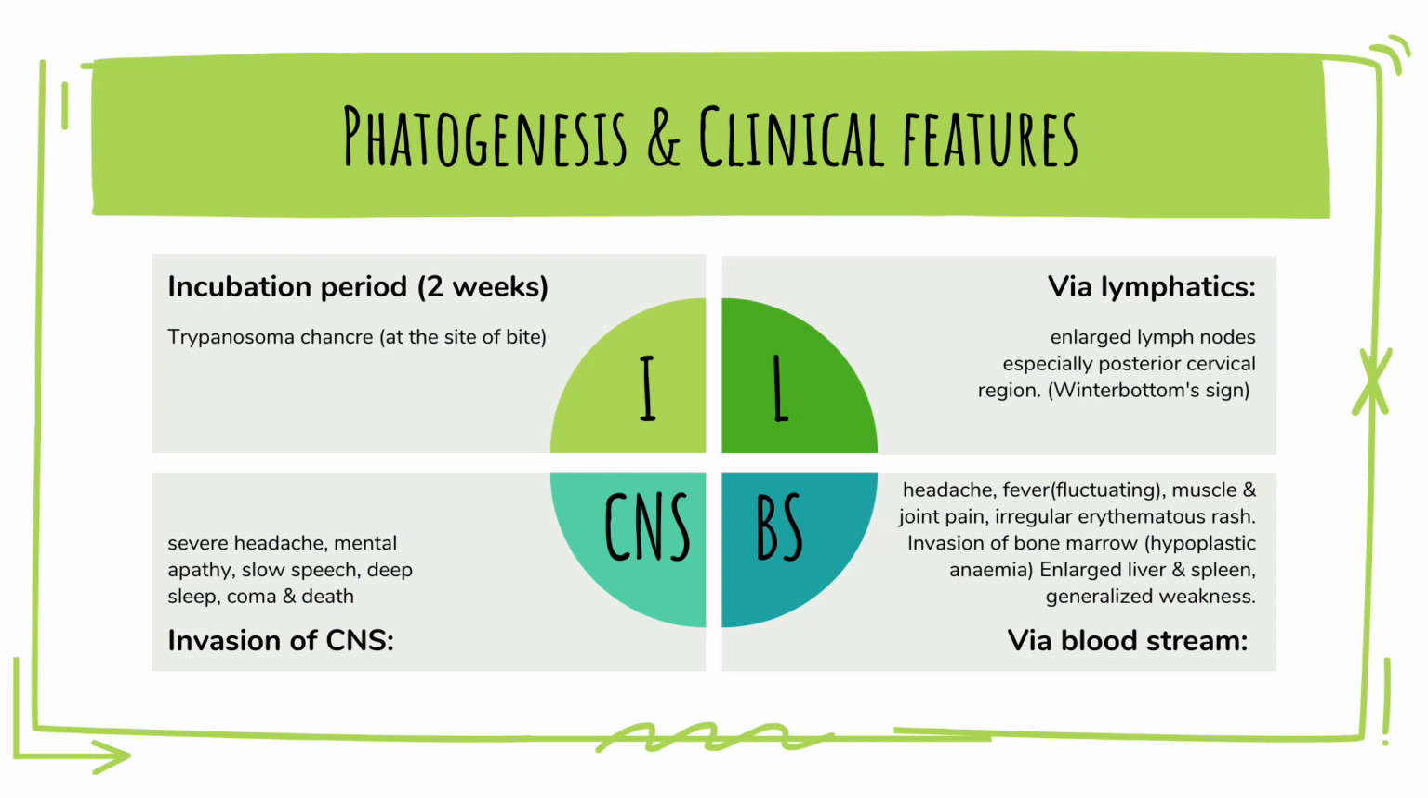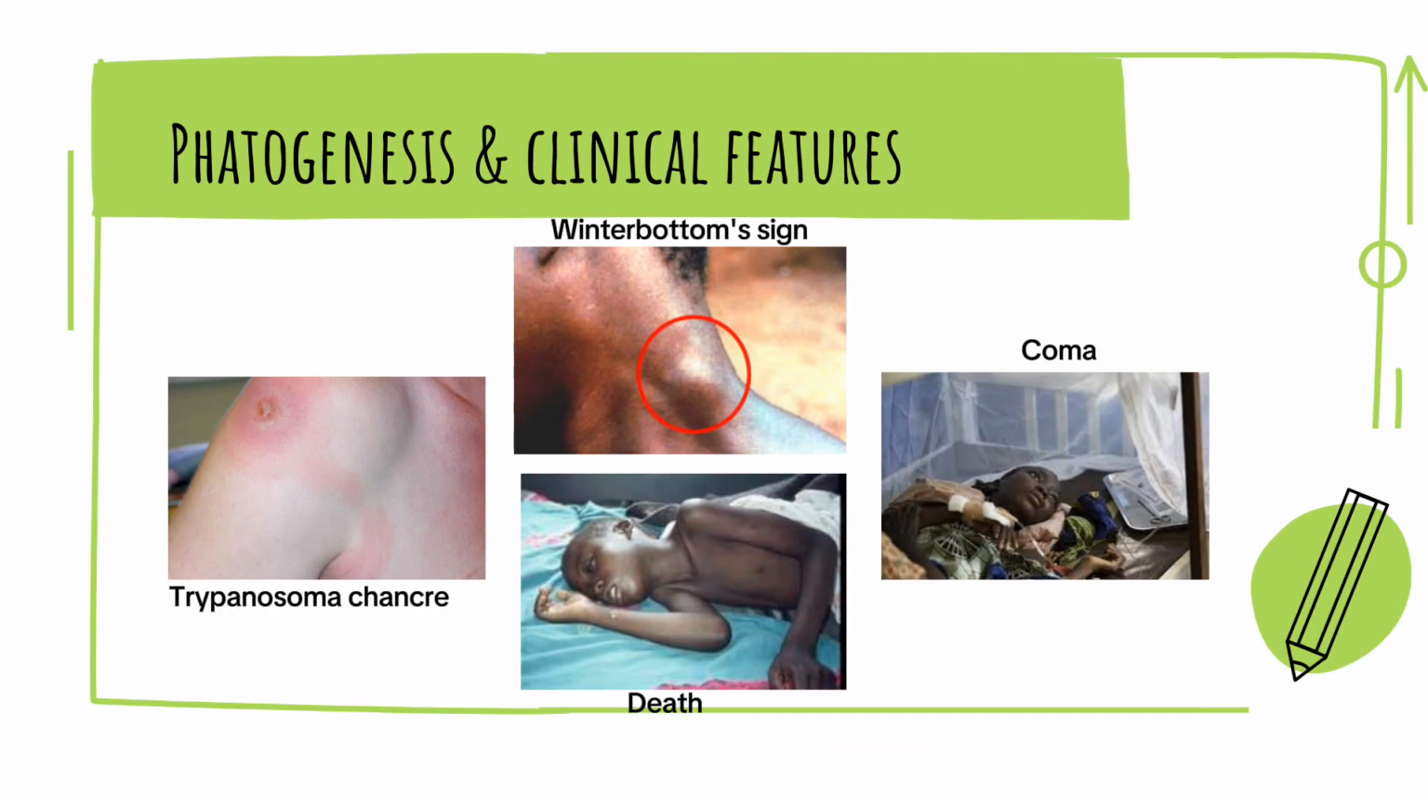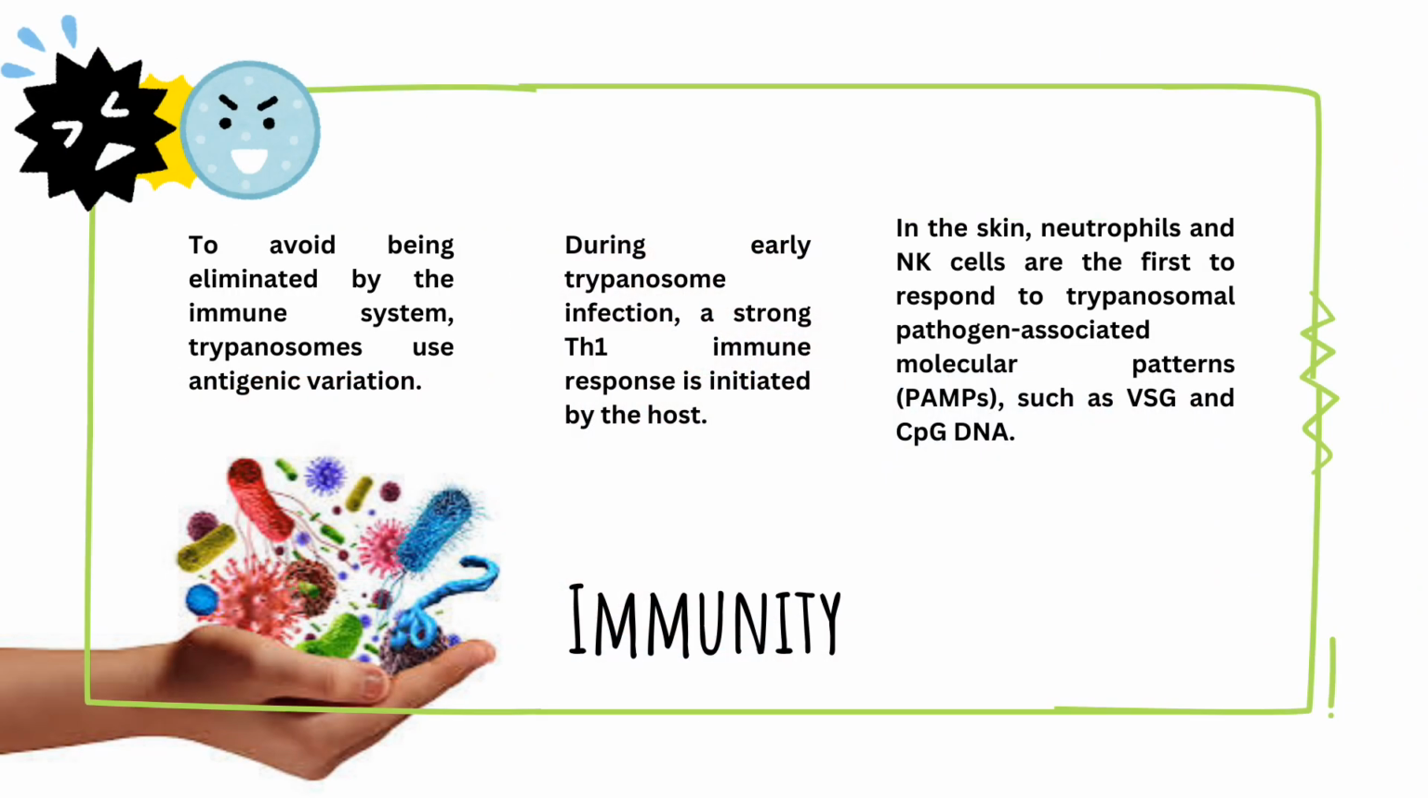So it has four parts: the incubation period, and then after that it goes via lymphatics, via bloodstream, and then invasion of the CNS. And it is depicted in the pictures, the clinical features of having trypanosomiasis. And now the immunity. So the parasite uses antigenic variation to avoid being eliminated by the host. And then during the early stage of the trypanosome, the host releases a strong Th1 response, and the skin also releases neutrophils and NK cells to fight against the parasite.